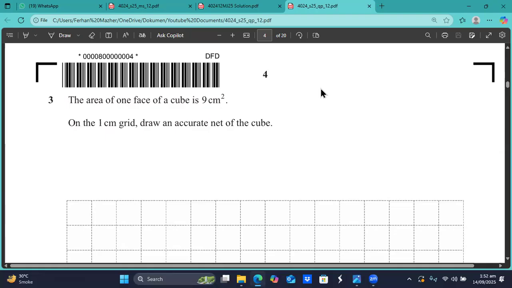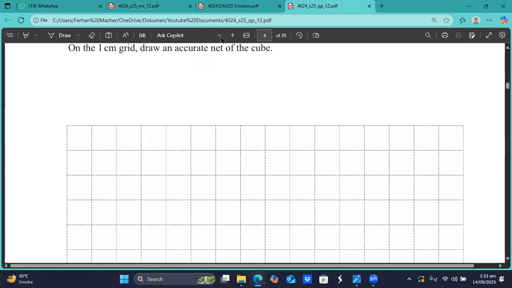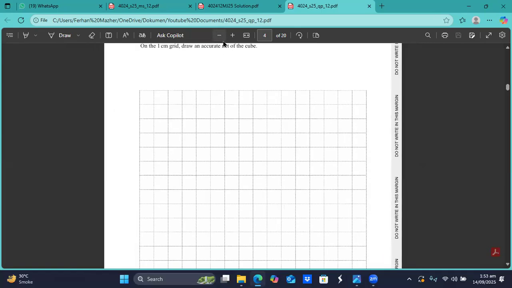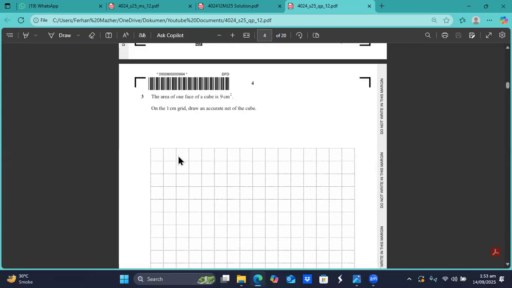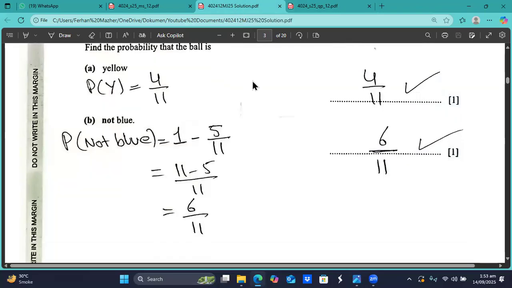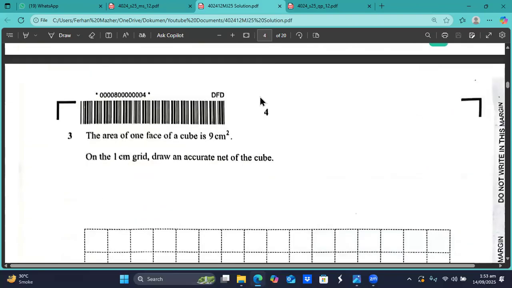On the 1 centimeter grid, draw an accurate net for the cube. Okay, so it's a cube. Length, width, and height is 3. Let me show you the cube so you can understand where we have to draw. It's a 3 marks question. The cube has a floor, it has 4 walls, and it has a roof. Let me show you. I have done this.